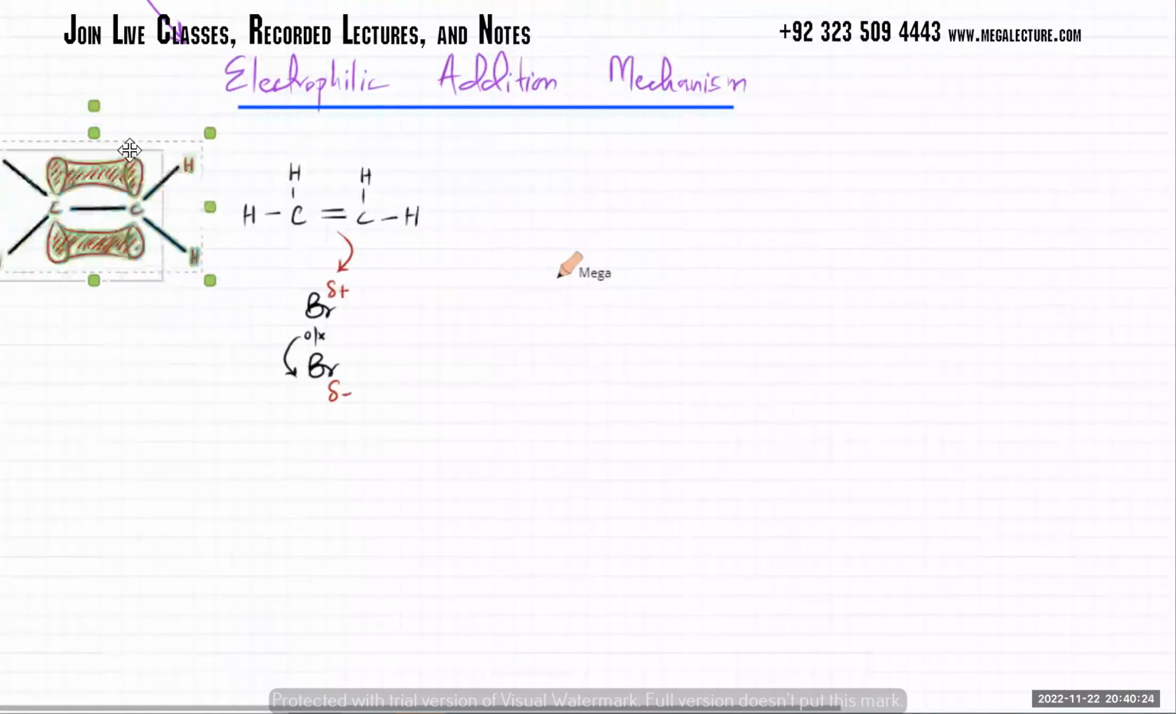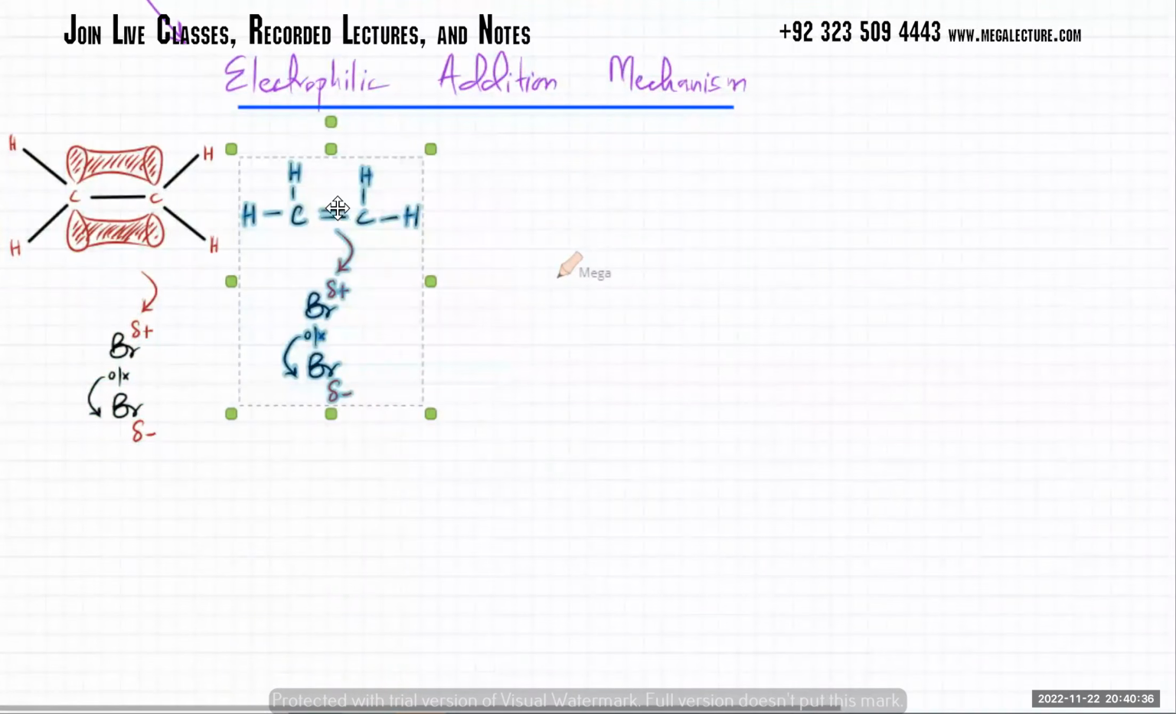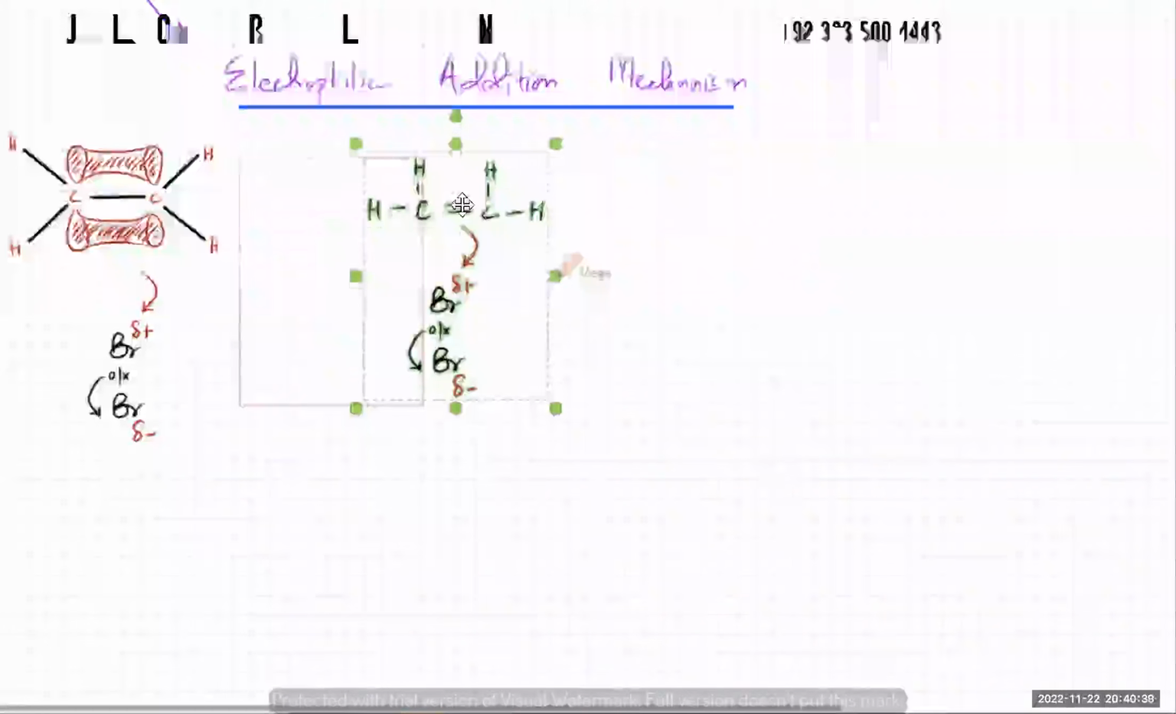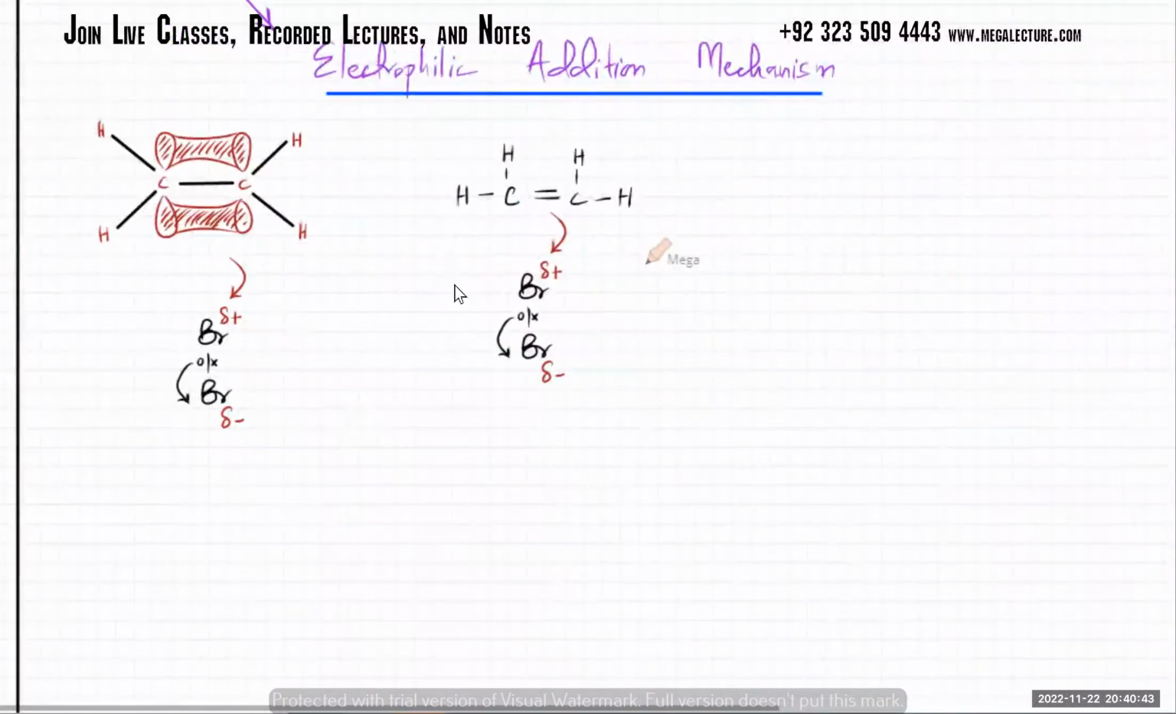So basically, this is what is happening. Let's go quickly. Okay, now remember, when they ask you to draw the mechanism, you have to get every single arrow correct. Rather, let's bring this down.